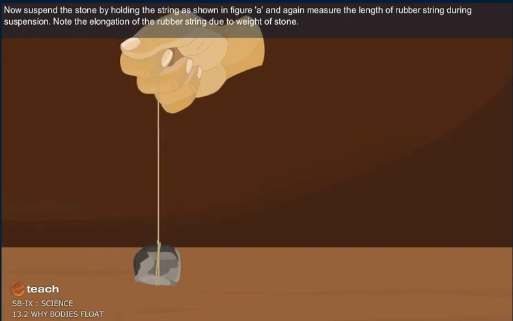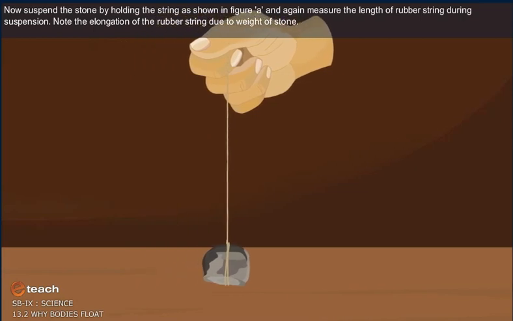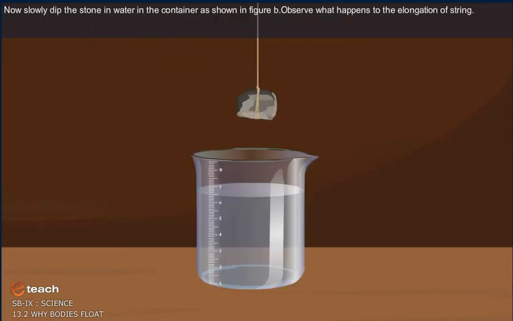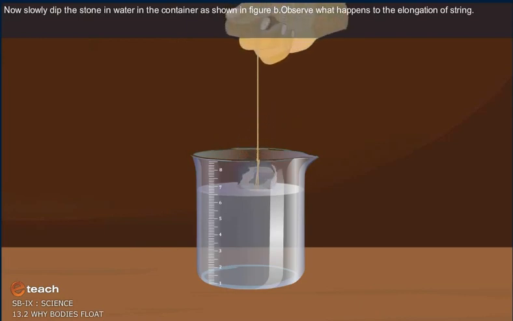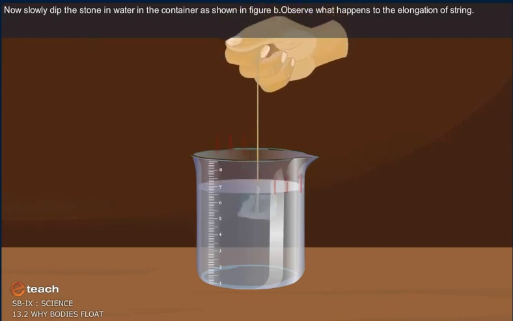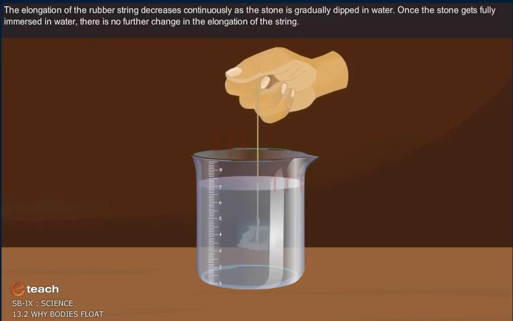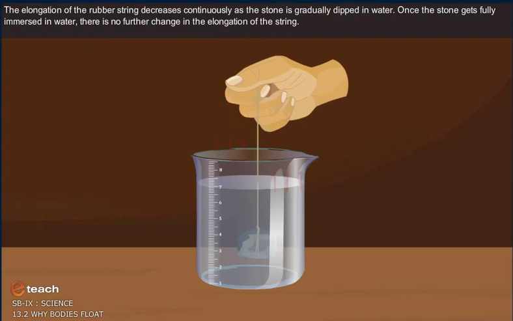Note the elongation of the rubber string due to the weight of the stone. Now slowly dip the stone in water in the container as shown in figure B. Observe what happens to the elongation of the string. The elongation of the rubber string decreases continuously as the stone is gradually dipped in water. Once the stone gets fully immersed in water, there is no further change in the elongation of the string.